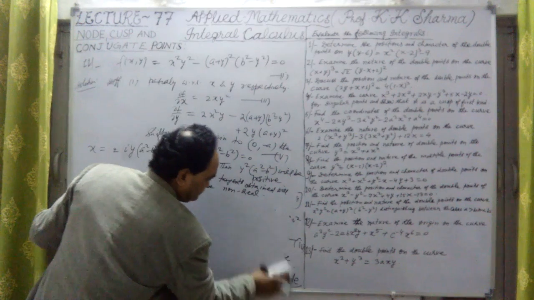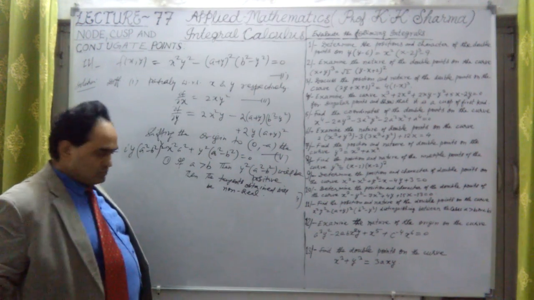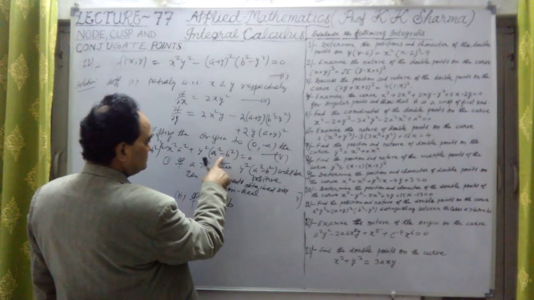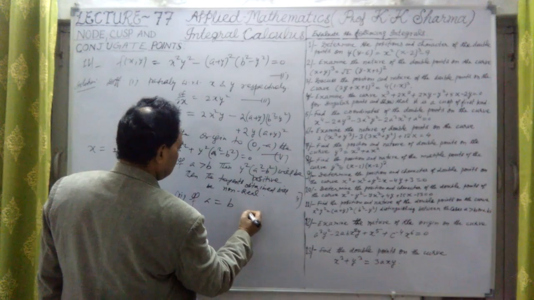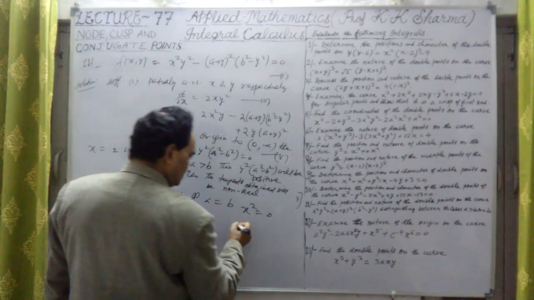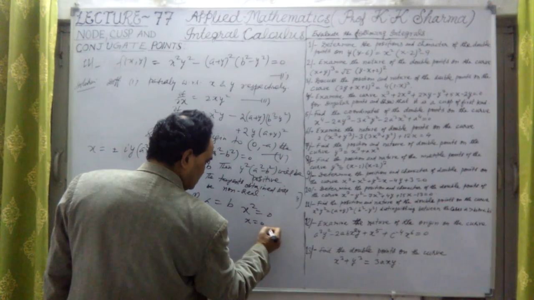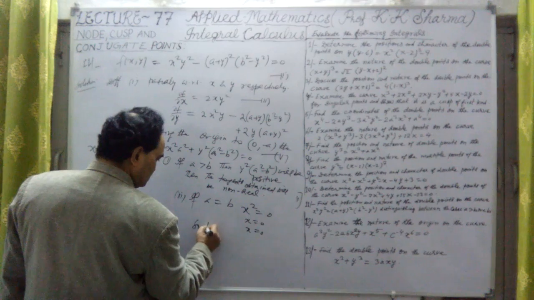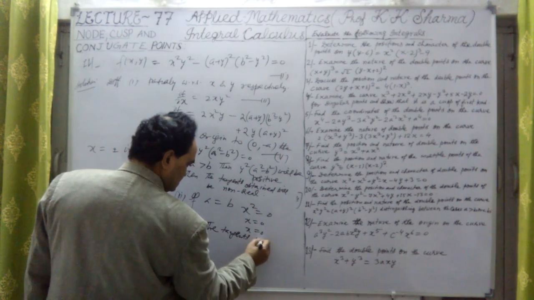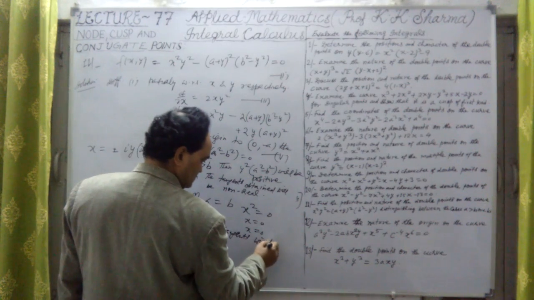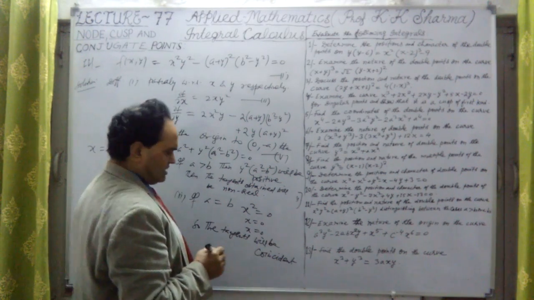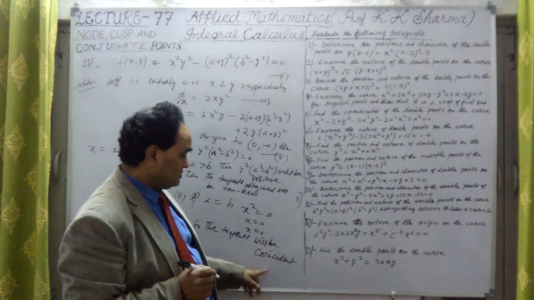Now if a equal to b, the third condition, in that situation x square equals 0, so the tangents will be coincident, and the tangent will be x equals 0. The tangents will be coincident. It will represent either a cusp or a conjugate point, but a conjugate point will not be there. It will represent a cusp then.